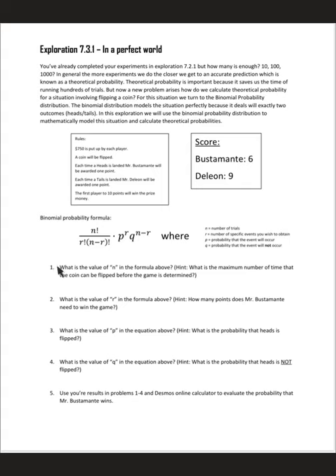We want to first start off by answering question 1. What is the value of n? Well, if I look here, n is the number of trials. And this is where it gets complicated. It's like, okay, so how many trials do we want to run? How many times do I have to flip the coin? Well, I'll give you a hint.